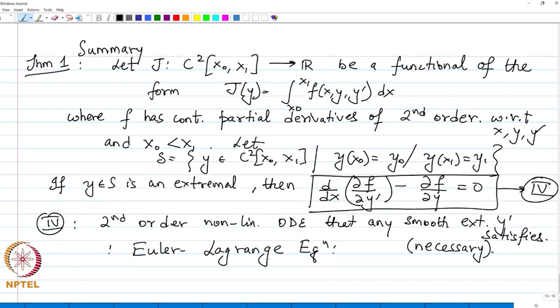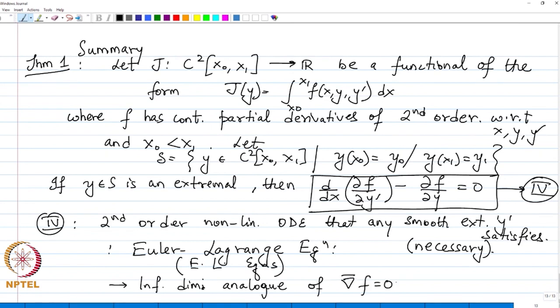From now on, I am going to talk about this equation and denote it by the shorthand notation EL equations. Note that this is the infinite dimensional analog of the condition grad f is equal to 0, which was the condition for the finite dimensional calculus case. So, this is just like the first derivative test in the finite dimensional case.